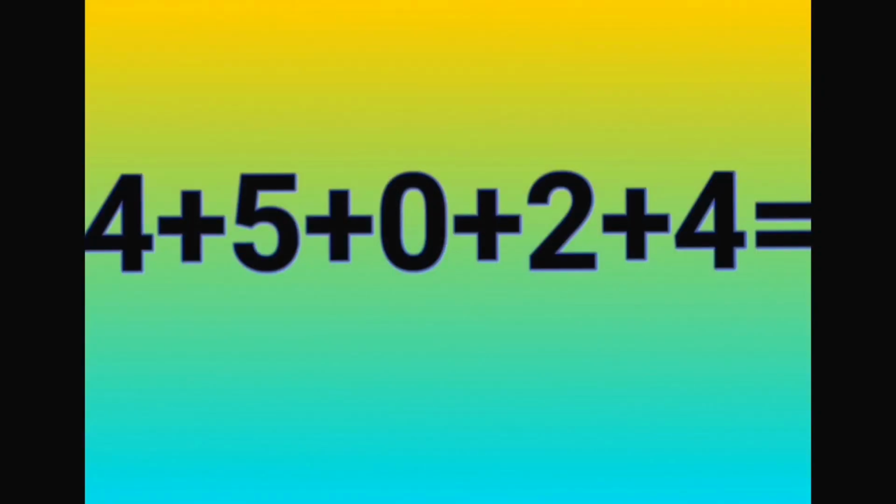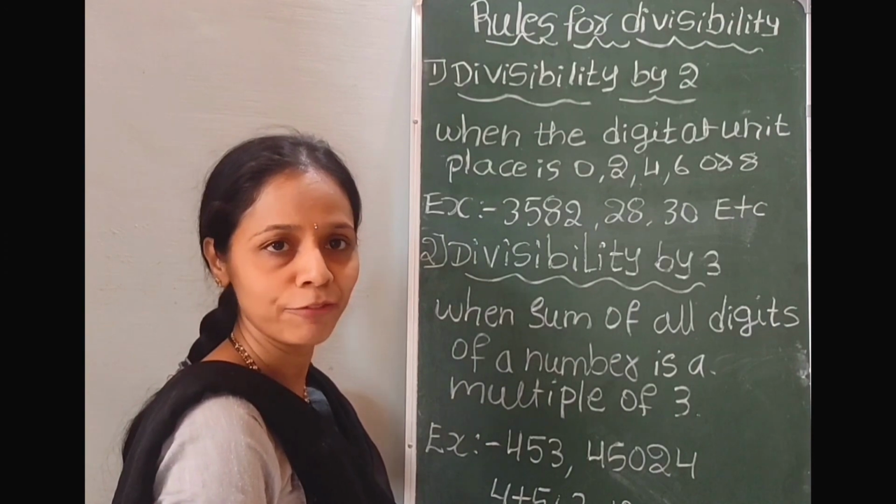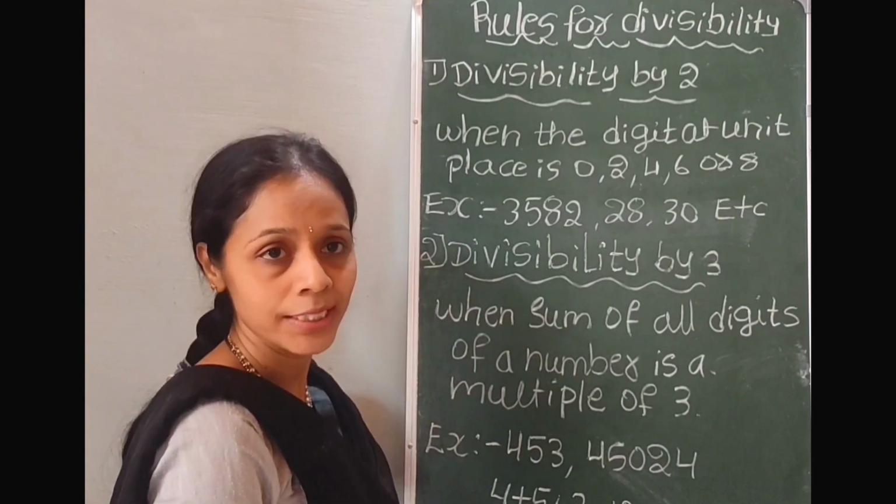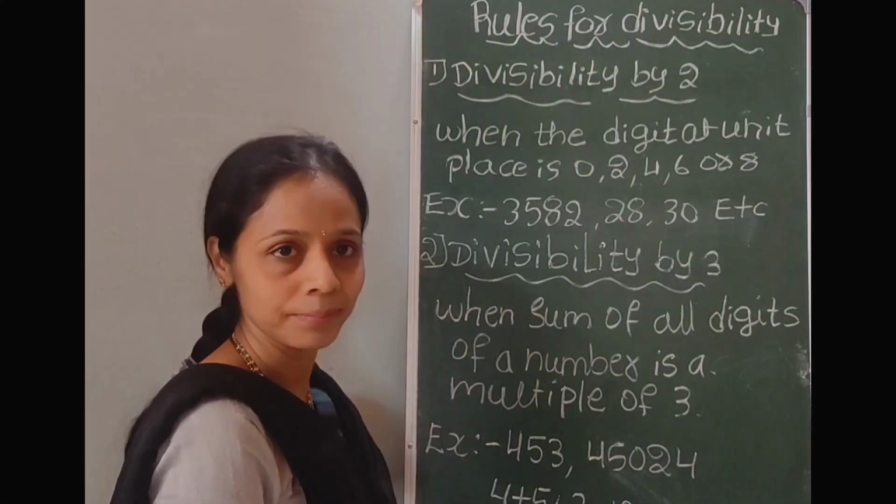Okay. Consider another example. 4 plus 5 plus 0 plus 2 plus 4. Add these: 5 plus 4 is 9. 9 plus 0 is 9. 9 plus 2 is 11. 11 plus 4 is 15. 15 is a multiple of 3. So this number is also divisible by 3. Okay, this way we identify whether any number is divisible by 3 or not.